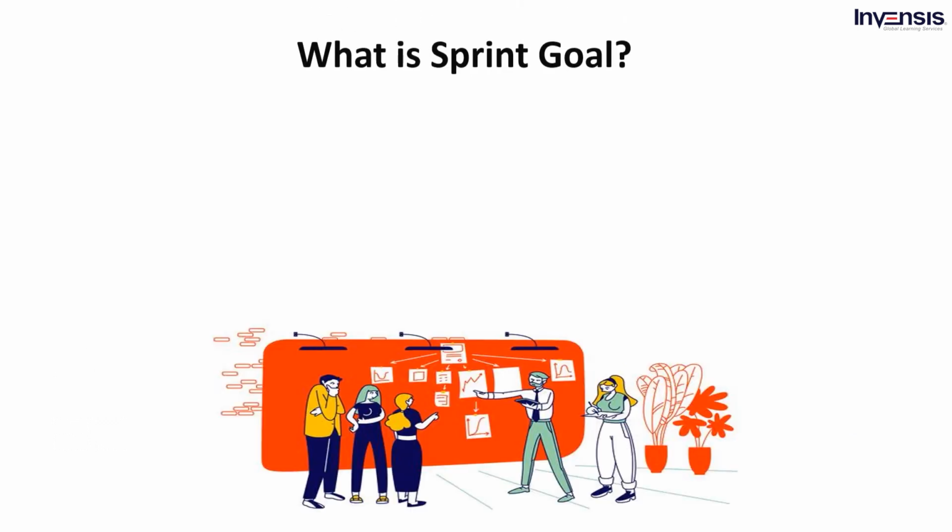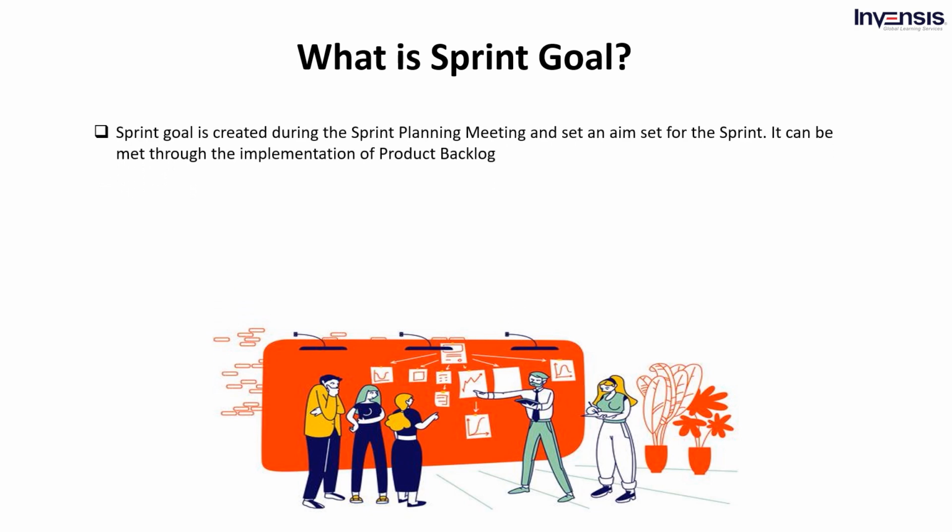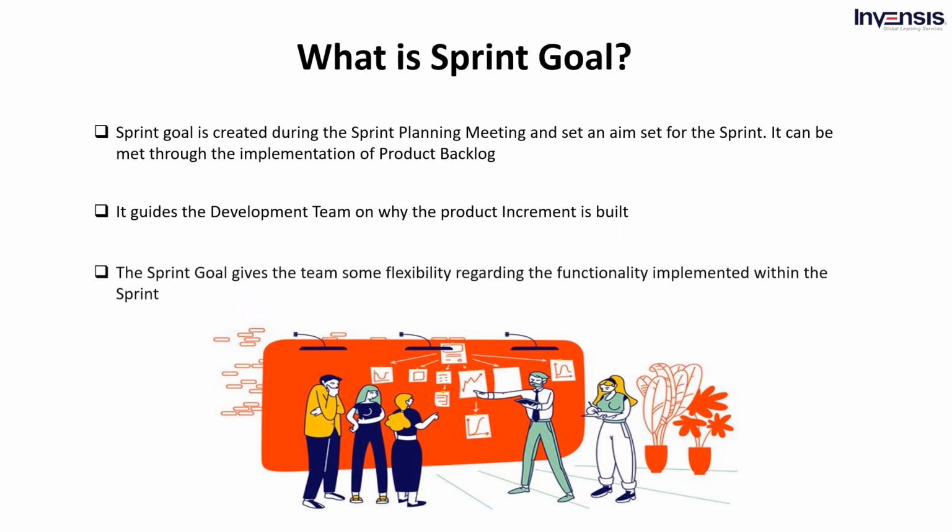Next, let us know about sprint goal. Sprint goal is created during the sprint planning meeting and sets an aim for the sprint. It can be met through the implementation of the product backlog. It guides the development team on why the product increment is built. The sprint goal gives the team some flexibility regarding the functionality implemented within the sprint.